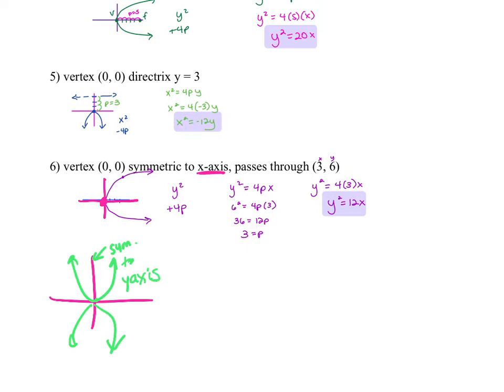This one says symmetric to x. So that means it either points to the right like this, or it could point to the left. But that's what this point tells me. So that point tells me it's passing through (3, 6). So I'd go to the right 3 and up 6. And now I know my parabola has to point to the right. So it has eliminated the option of pointing left.